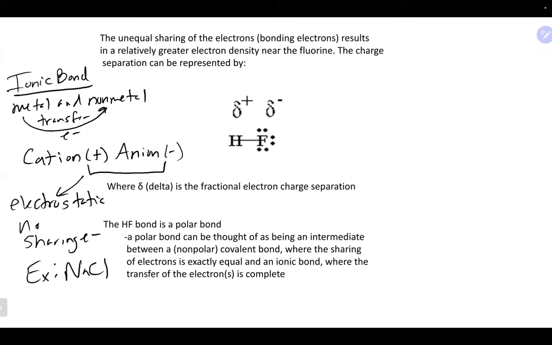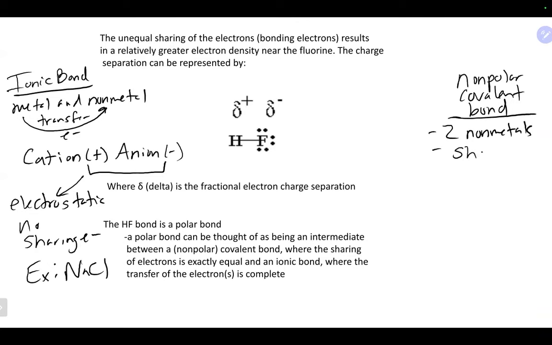On the other end of the extreme, we have a non-polar covalent bond, or just a non-polar bond, if you like to call it that. That is between two nonmetals. That is going to be sharing of electrons. That is going to be equal sharing of electrons. And an example would be our H2 or F2. Those are examples of that.